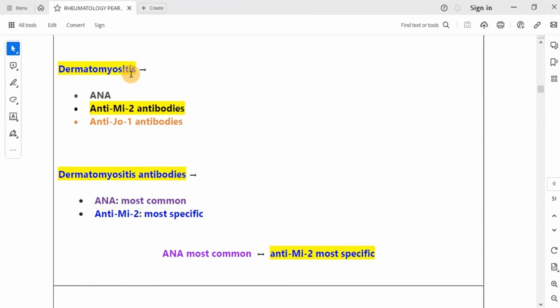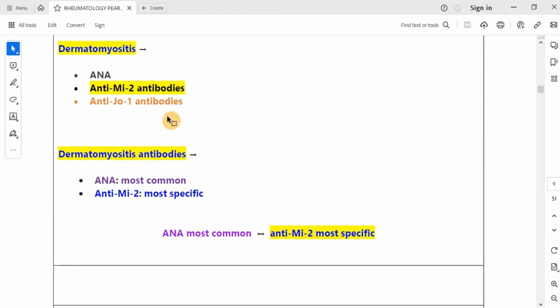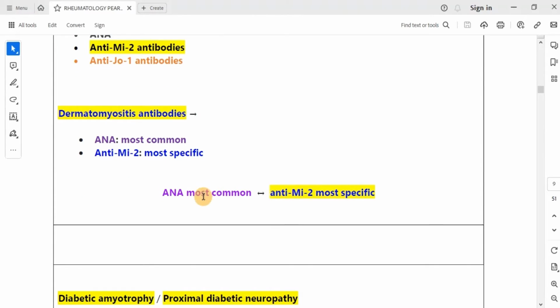So antibodies present in case of dermatomyositis: ANA, anti-Mi-2 antibodies, and anti-Jo-1 antibodies. And ANA is the most common to be found, and anti-Mi-2 is most specific. So ANA is most common, anti-Mi-2 is most specific.